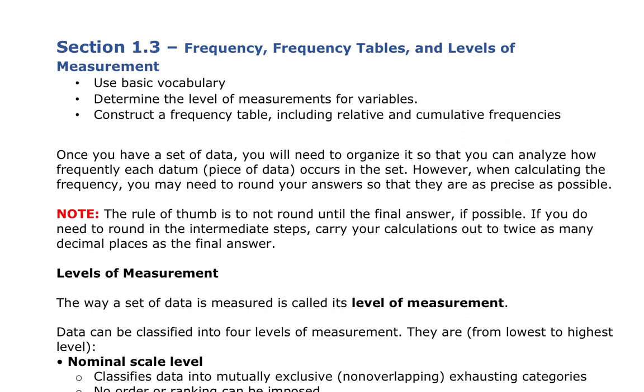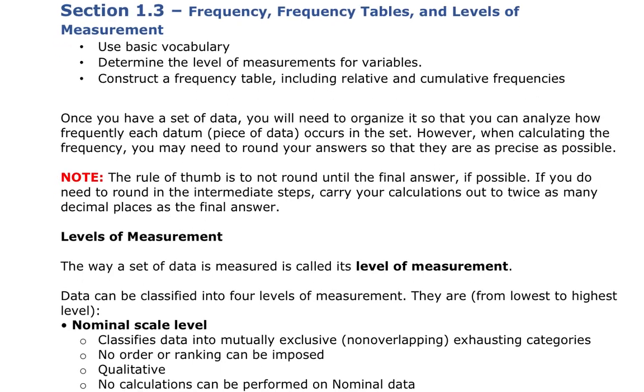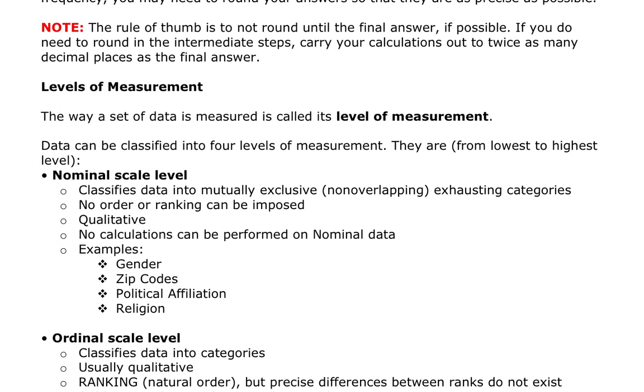So when we're talking about the levels of measurement, we're talking about the way this set of data that you've collected is measured. We're going to talk about the levels going from the lowest level of measurement to the highest. We're going to start with a nominal scale. This classifies data into mutually exclusive, in other words non-overlapping, categories. You'll have a certain set of categories, not an infinite set but a finite set. There's no order or ranking that can be imposed.